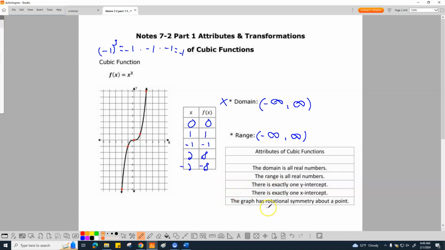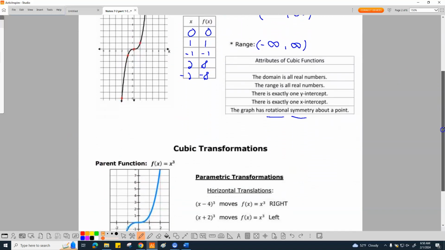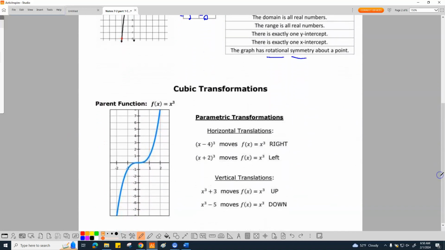And the graph has rotational symmetry about a point. Imagine a propeller. If you were to spin this graph around like a propeller, it would eventually match itself. So that's what rotational symmetry is. Imagine it spinning around the middle of the graph, and you can see that this arrow would be brought up and matched there. Think propeller.